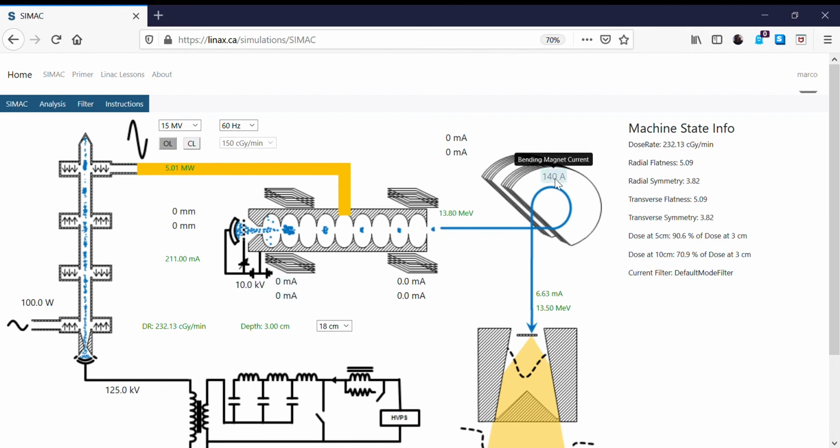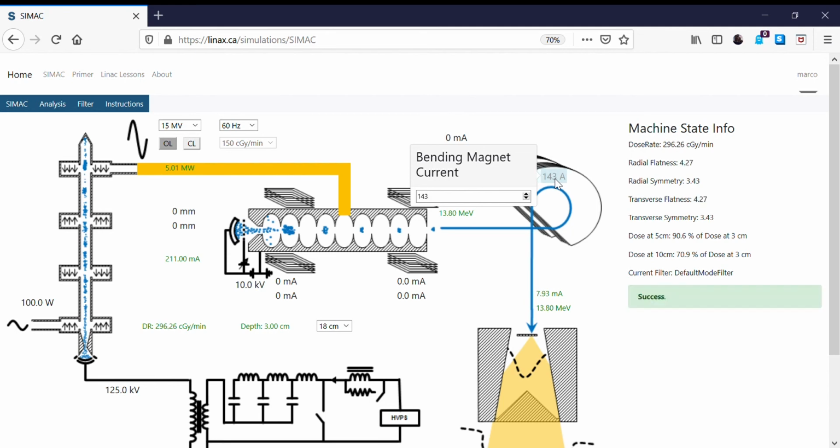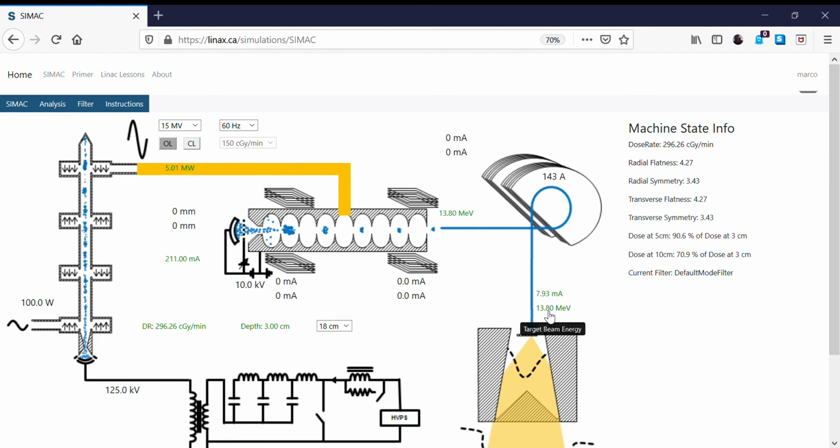So now I'm going to increase this to see if I can match the beam energies. So at 143 amps in the bending magnet, we have a beam energy of 13.8 MeV striking the target, which matches the beam energy of the electrons leaving the accelerator. We have a very high target current, and we have a very high dose rate.